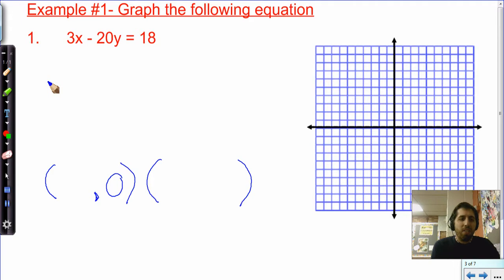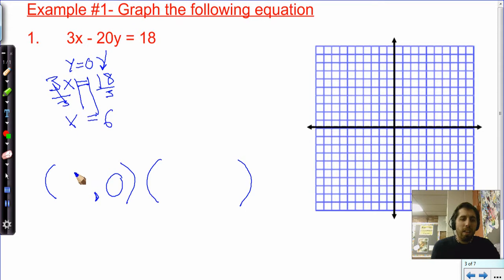So if you plug in 0 for y, you just have 3x minus 20 times 0. We're not even going to subtract anything. That just cancels out that term. So we have 3x is equal to 18. So again, this is when y is 0. If y is equal to 0, then we'll plug it in, and we'll get 3x is equal to 18. We can divide both sides by 3 to undo that operation. And what do we get? We get x is equal to 6. So we know that this is a point 6, 0. When x is 6, y is 0, or when y is 0, x is 6.